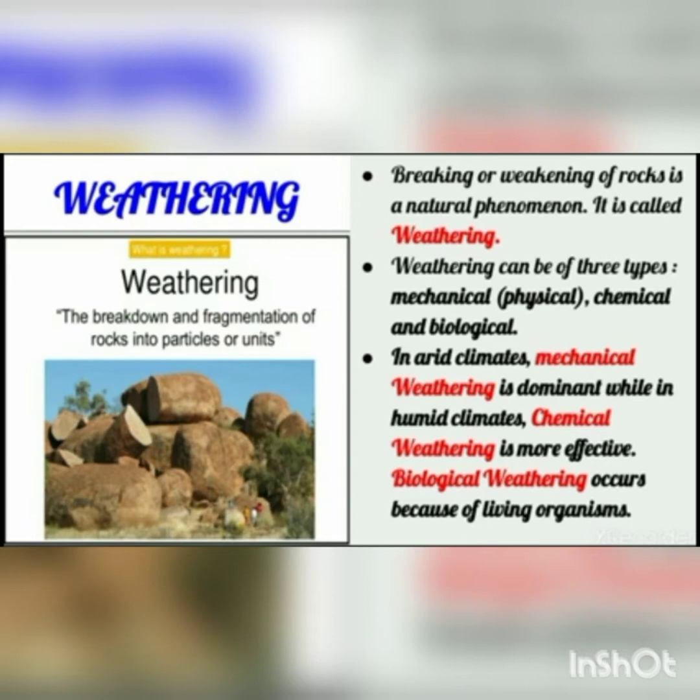And biological weathering occurs because of living organisms. So in biological weathering, mostly we can see it in the trees, or because of rats and ants, they are taking place.